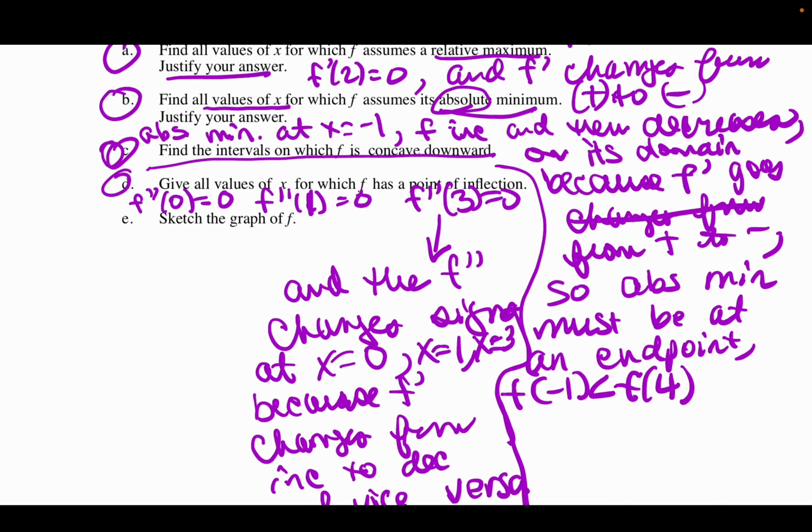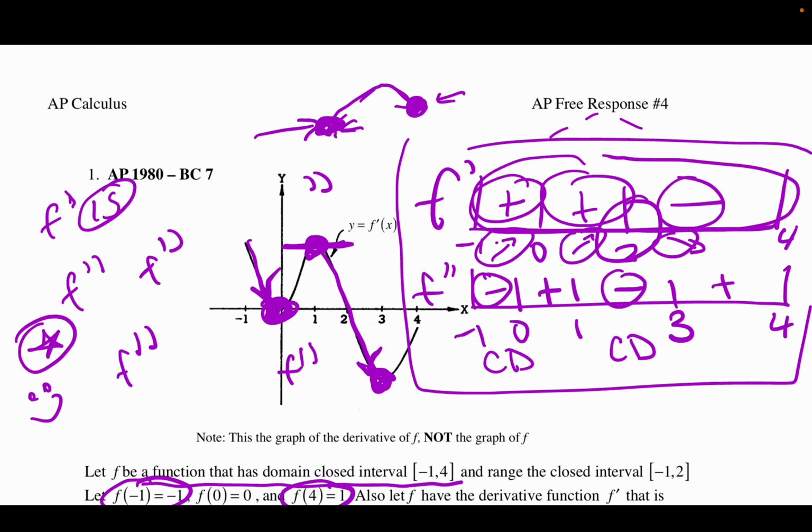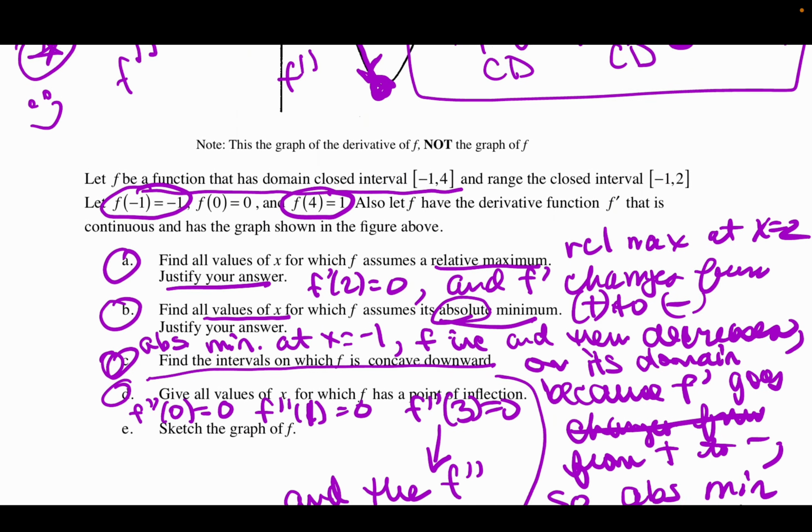So what I mean by that is when this changes from decreasing to increasing, I knew that these signs would change. While this is decreasing, its slopes would be negative. While this is increasing, its slopes would be positive. You want to depend your answers as much as you can on what they gave you.